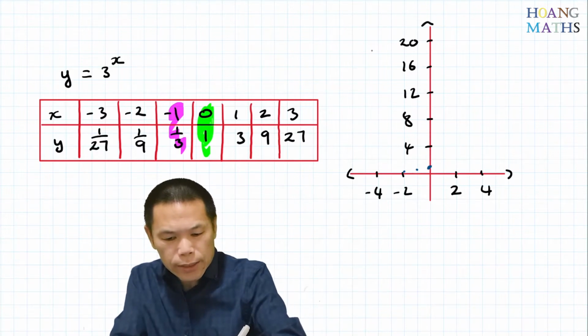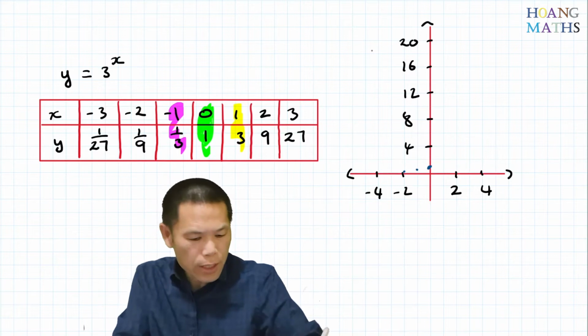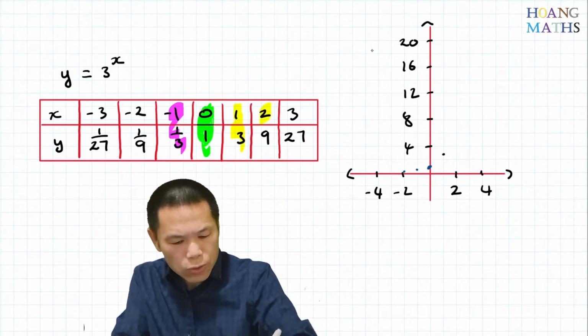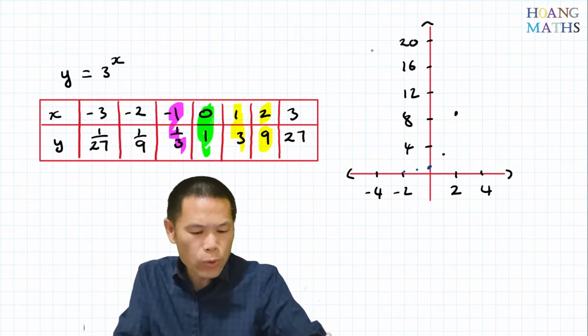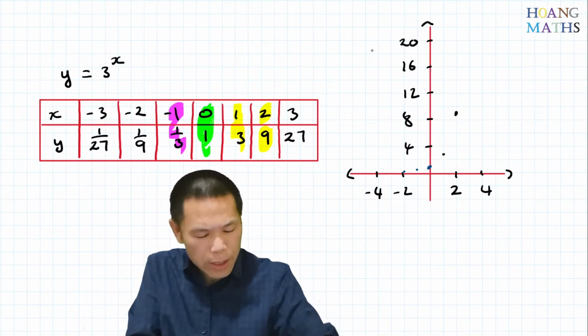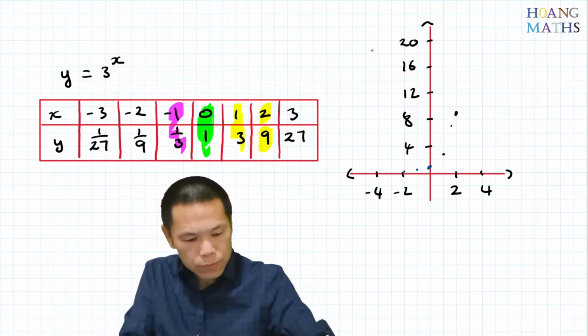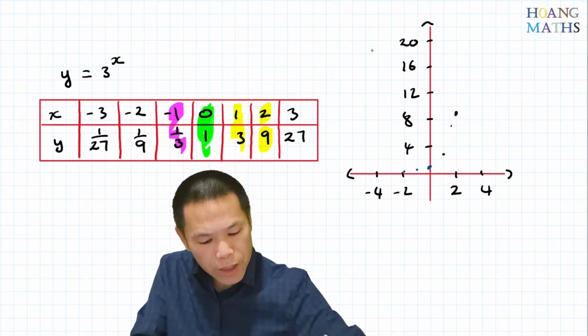Then when x is equal to 1, y is equal to 3. So (1, 3) is here, roughly. When x is equal to 2, y is equal to 9, so we go 2 across and up 9, which is here, halfway. And then (3, 27), all the way up there. We don't have scale for that, so I just leave it as it is. Now we just join these points together with a smooth curve.